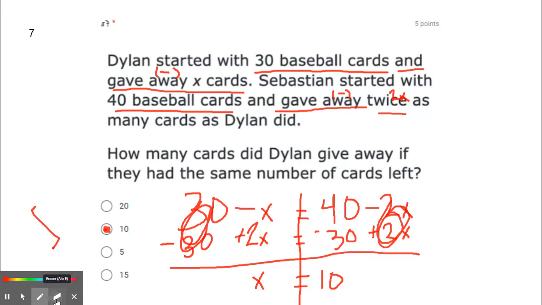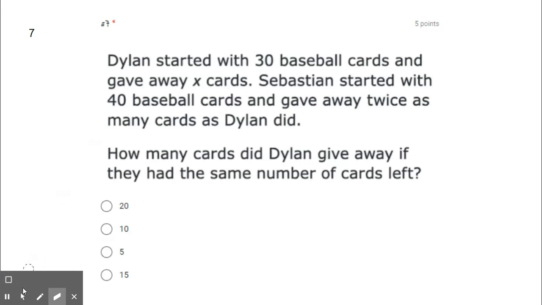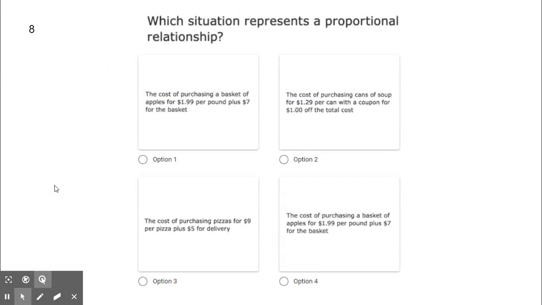Oops, I clicked on. All right, let me erase and we'll go to number 8. Number 8, which situation represents a proportional relationship? Okay, in order to be proportional, you have to be going up at the same rate.